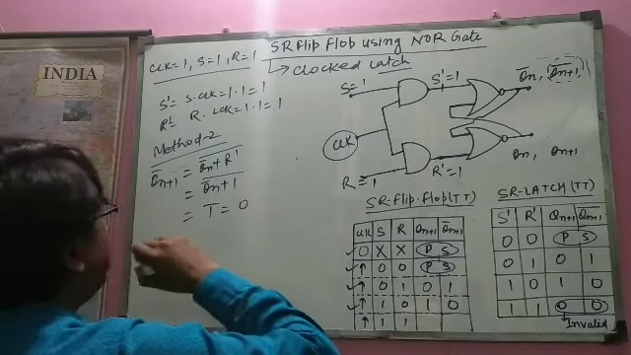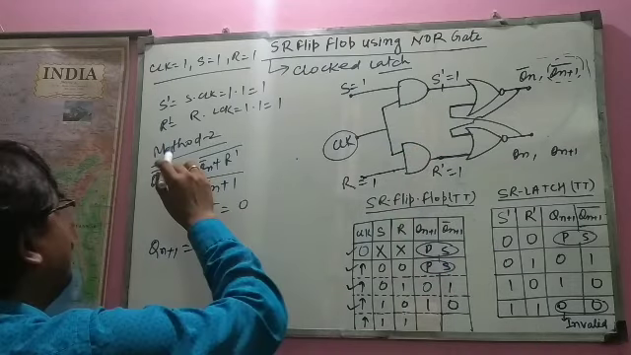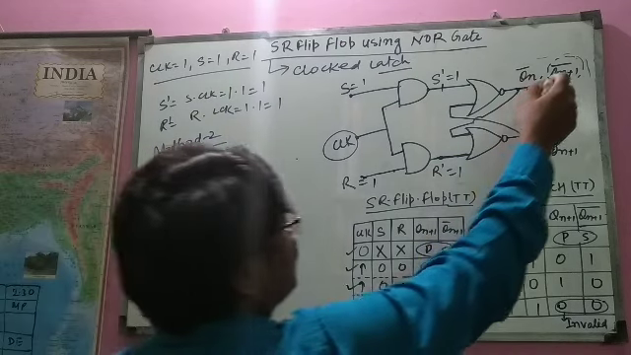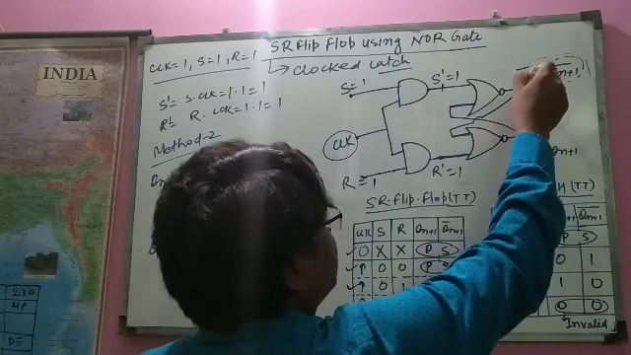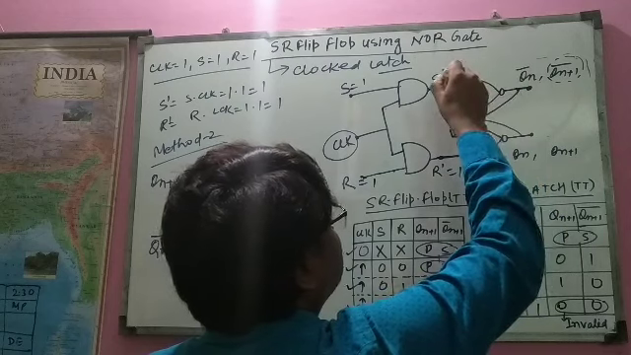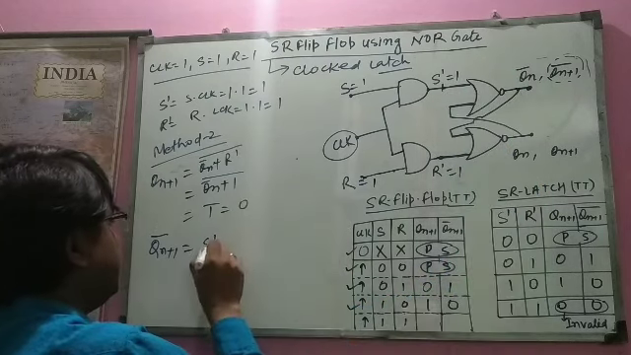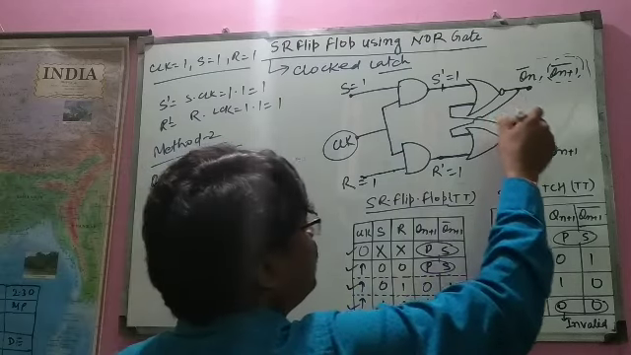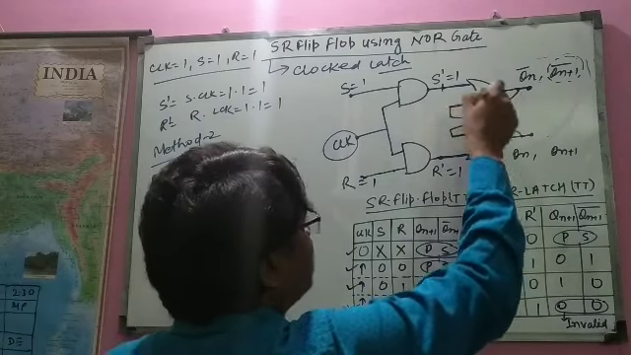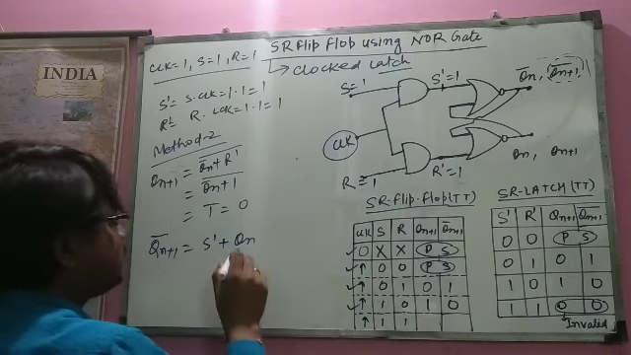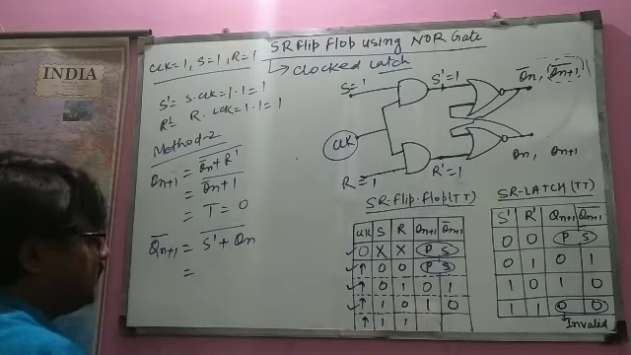Okay, so we have calculated qn plus 1. Now we will calculate qn plus 1 bar. This output will depend upon this input and this input. This input is simply S dash, and this other input is coming from here, so it is qn.